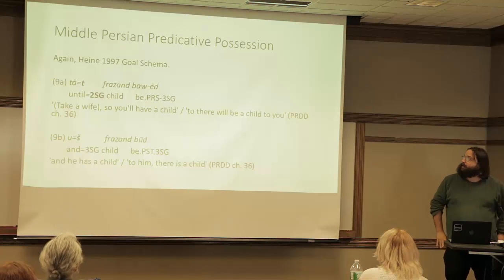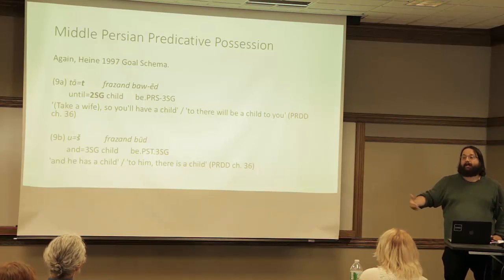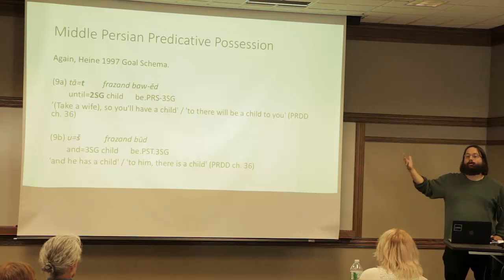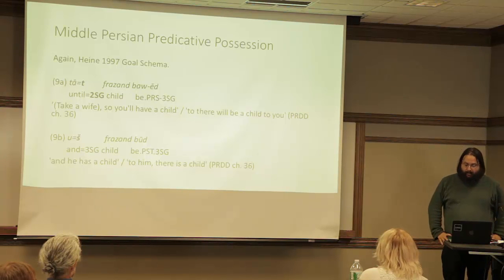So, as the clitic pronoun, again, it's used a lot for benefactives and recipients and so on in Middle Persian. We can safely assume that this is an instance of Heine's goal schema, or the goal type of predicative possession.